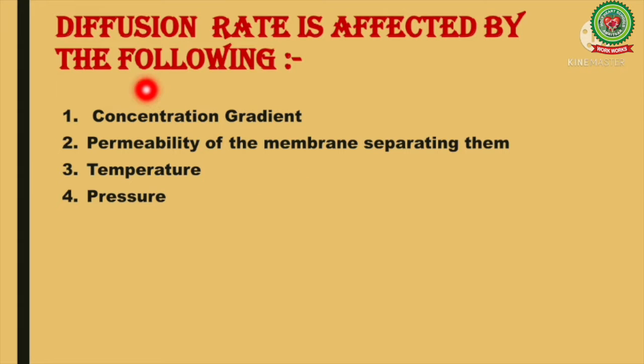Next, discussing the factors by which the diffusion rate is affected. First one is concentration gradient. The greater the gradient, the faster is the rate of diffusion. The second one is permeability of the membrane separating them. For diffusion to take place through a membrane, the membrane should be fully permeable to the molecules or ions. So, the more the permeability of the membrane, the more is the diffusion.